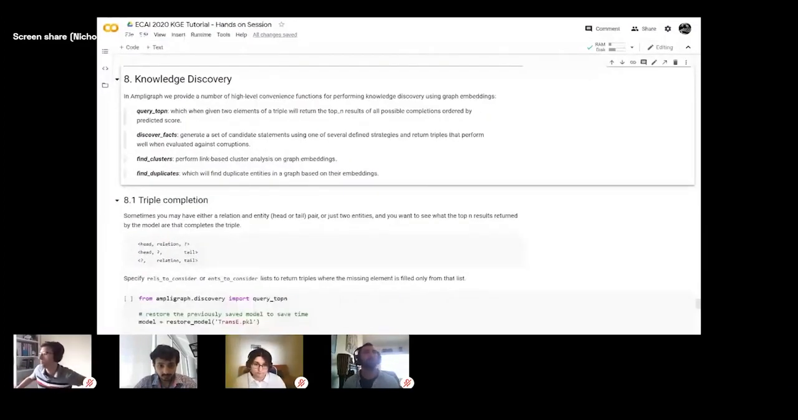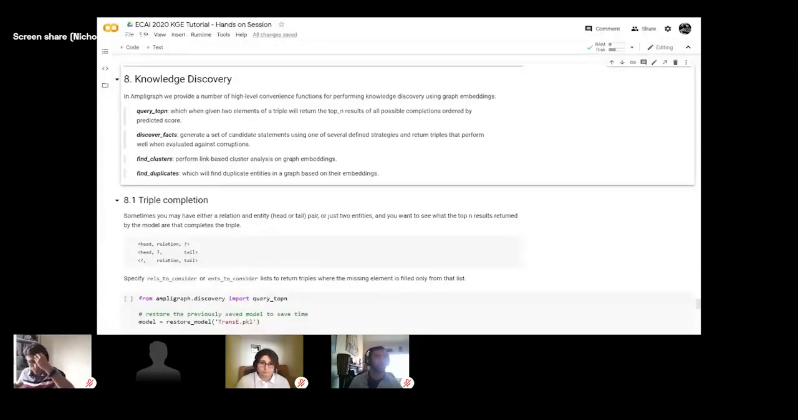As Sumit mentioned, he's going to take you through a number of downstream tasks. The main one is going to be in the area of knowledge discovery. In Apigraph, we have a number of high-level convenience functions that we can use to perform knowledge discovery using graph embeddings. These functions are query top n, discover facts, find clusters, and find duplicates. The query top n function is essentially when you're given two elements of a triple and you want to return all the possible completions of that entity given the embeddings that you've trained.